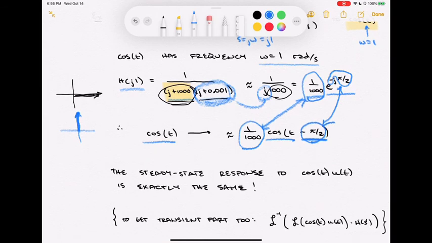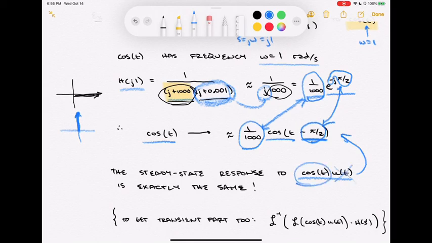We could also use this to tell us what the steady state response is to something like a causal exponential, cosine t u of t. In the steady state, after all the transients have died down, as long as I have a stable system, it will give us exactly the same piece. The book talks about this a little bit more. We can deal more with this in the recitation if you want. If you want the steady state response to a causal component, you can just ignore that u of t and go ahead and figure out the response to this.